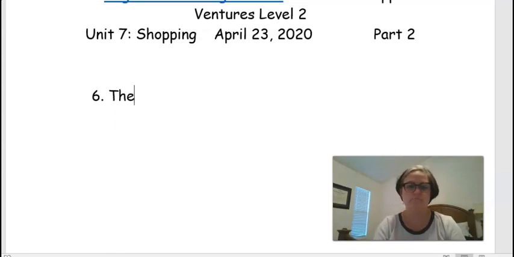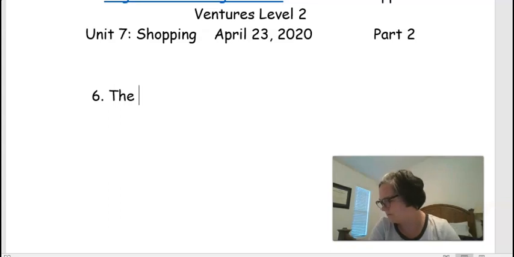Six. Which TV is the biggest? The first TV is the biggest.